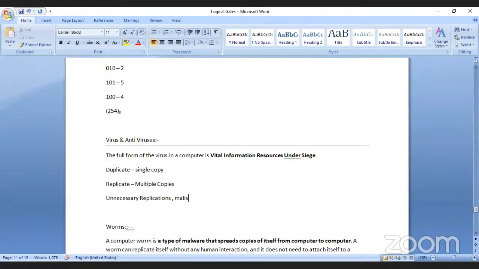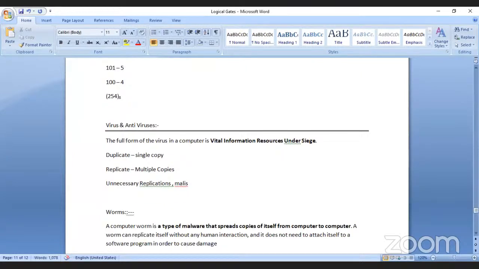Basically, vital information resource kept under seize means important information will be kept under seize. Such things will happen with the help of a virus.